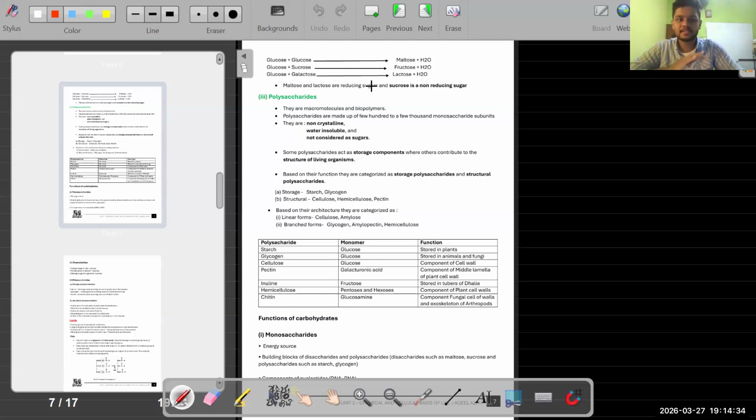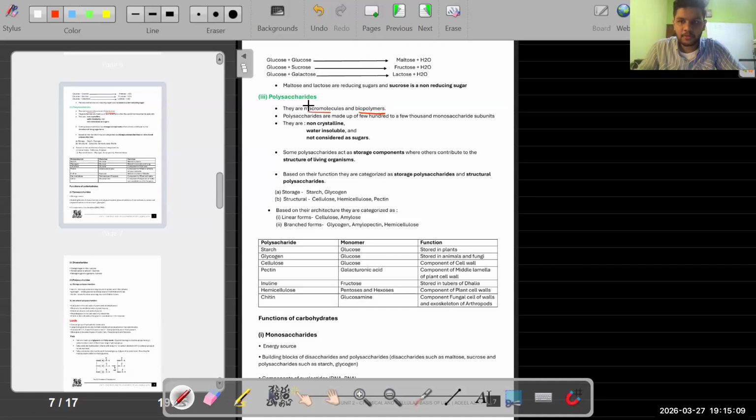I hope the information I discussed last week was clear to you. So today we are going to start a new topic, which is polysaccharide, which means multiple sugars combined to form a new type of sugar. They are macromolecules and biopolymers.